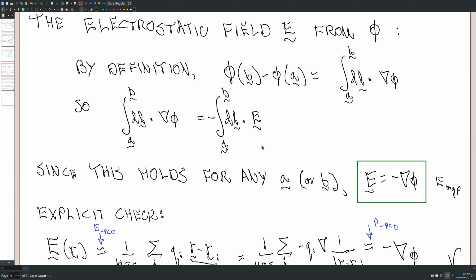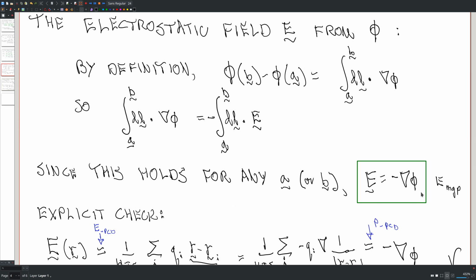However, because this relationship holds for arbitrarily chosen endpoints of the integrals, it has to be true at the level of the integrand itself, locally. Therefore, grad phi has to be minus E, or said otherwise, E has to be minus grad phi. So that's the magical little relationship here.